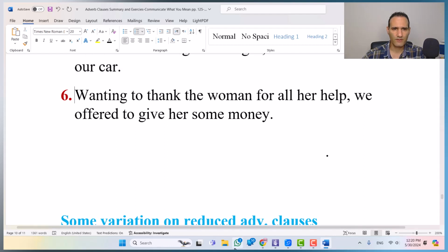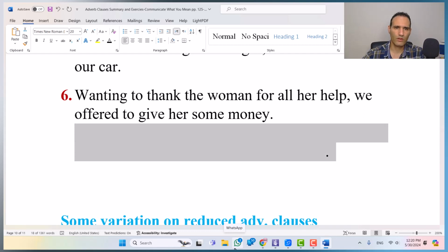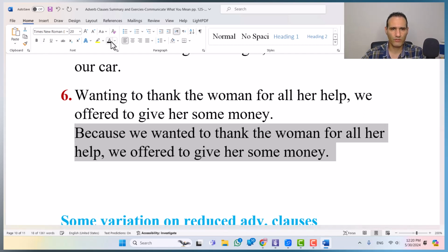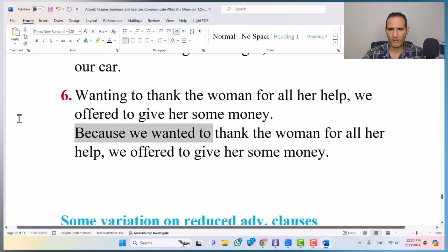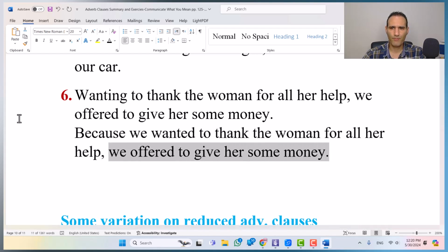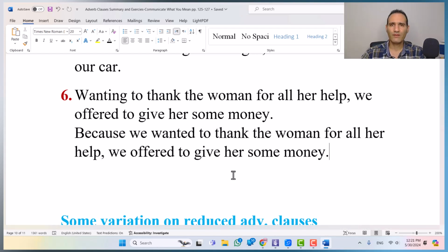And number 6, wanting to thank the woman for all her help, we offered. So, wanting to thank, it will be because we wanted to thank the woman. Because we wanted to thank the woman for all her help, we offered to give her some money. So that marks the end of the adverb clause chapter for us.